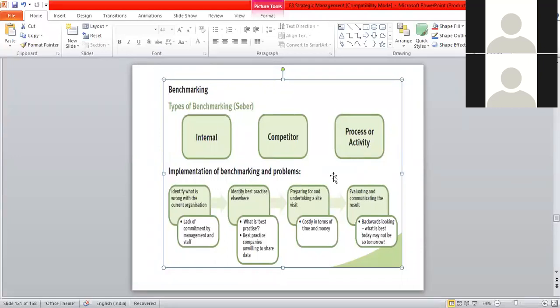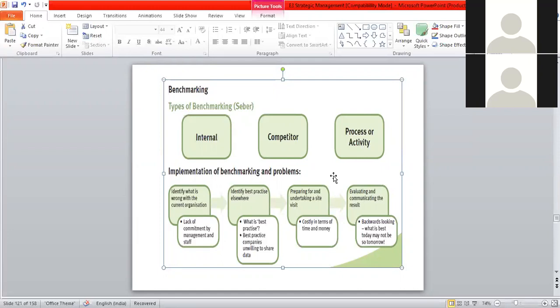So the standards can be internal, standards can be external. Sometimes if this is not possible, the industry average can be considered as the standard, and their performance can be compared with the industry average. So that is the process of benchmarking. There is an advantage in that, the best things can be identified as best and others can be motivated to achieve the best thing in the industry. Implementation of benchmarking and the problem.